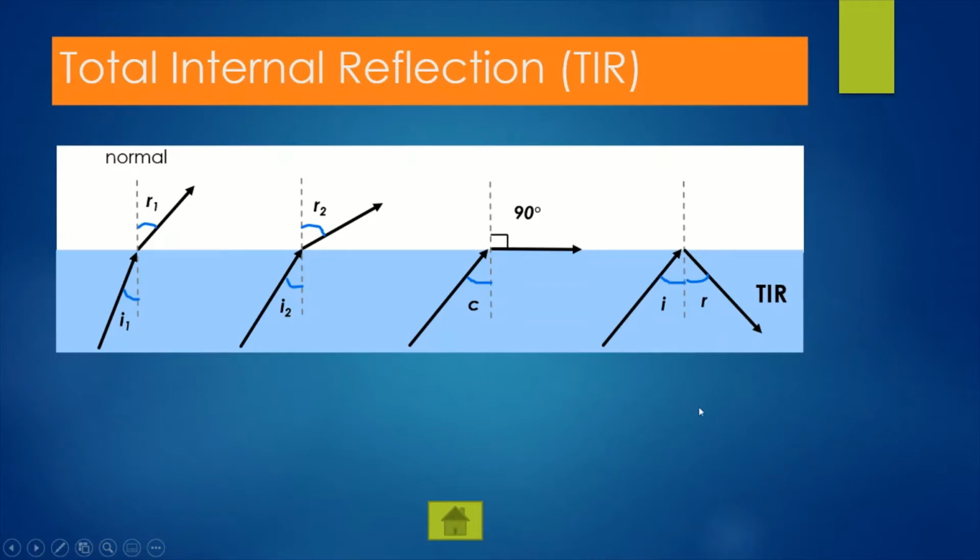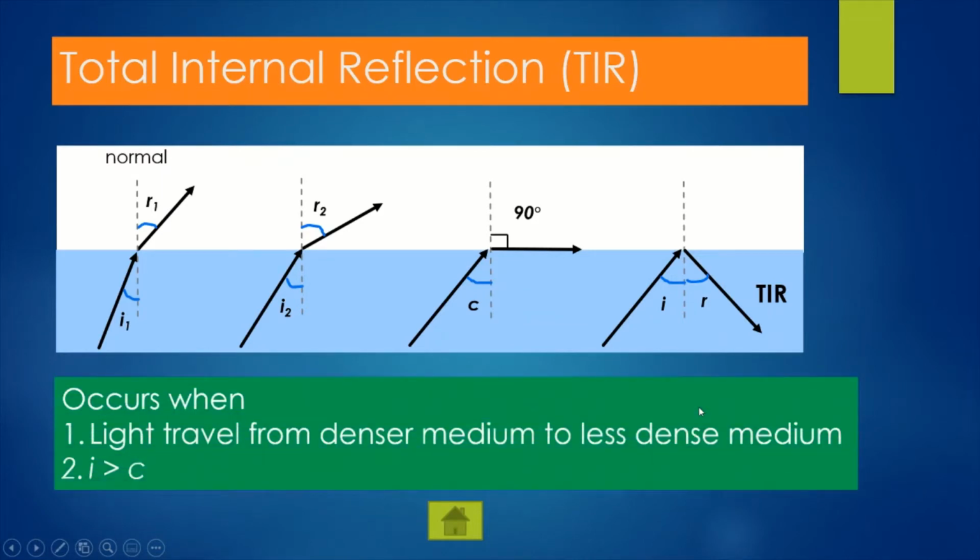Okay, so total internal reflection will occur when light is traveling from a denser medium to a less dense medium. And of course, the incident angle must be more than the critical angle. So it is a reflection. It's no longer a refraction. Therefore, the incident angle equals the reflected angle, I equals R.